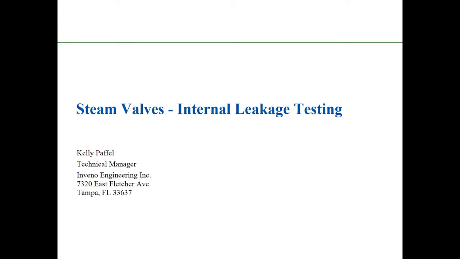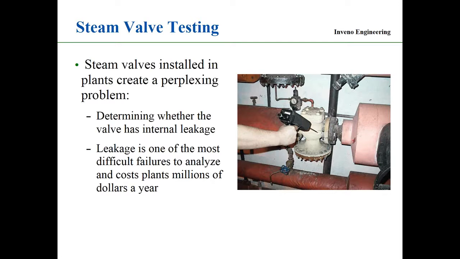Steam valves installed in the plants create a perplexing problem because we don't want valves to be leaking through. Valves leaking through create issues with pressure reduction stations, overpressurization, safety valve relieving, and steam valves leaking through on process applications. Then we get heating going down into the coil systems, heat transfer where we don't want that to occur.